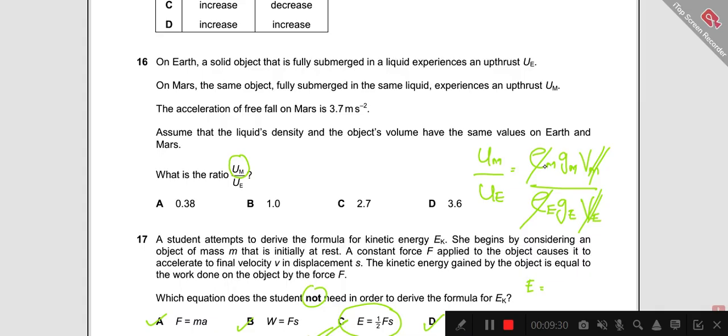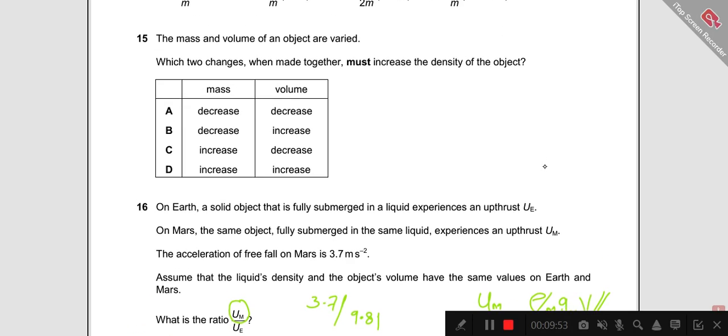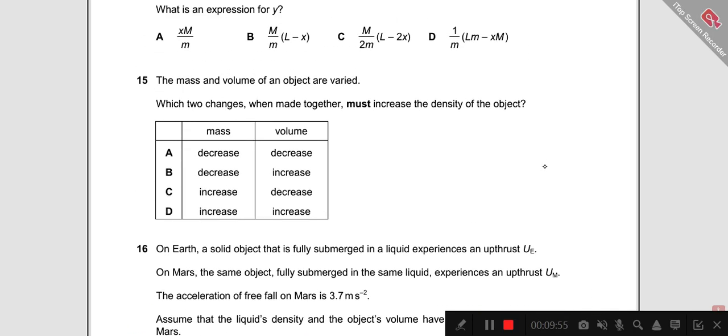Gravity on Mars, they've said it is 3.7. Gravity on Earth, we know it is 9.81. So you simply have to divide these two and you would get the final answer, which comes out to be 0.377, rounded off to 0.38, and hence the correct option is option A.